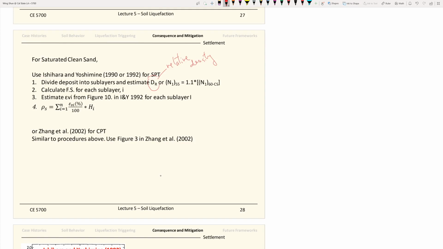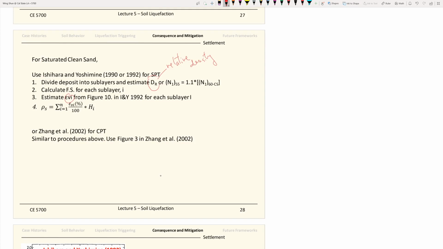So that's the conversion. So you estimate the density, and also N1,55 for each of the sand layers, and you calculate the factor of safety of each sublayer for soil liquefaction. We'll talk about that when we do our examples. And then we estimate the volumetric strain, vertical strain.